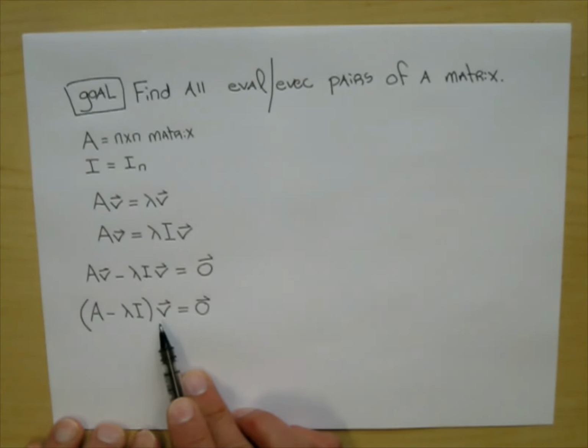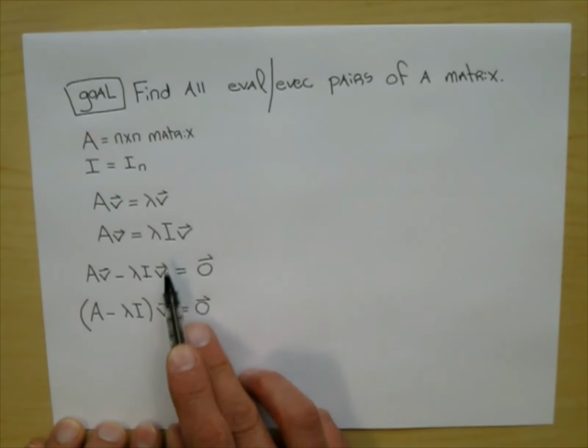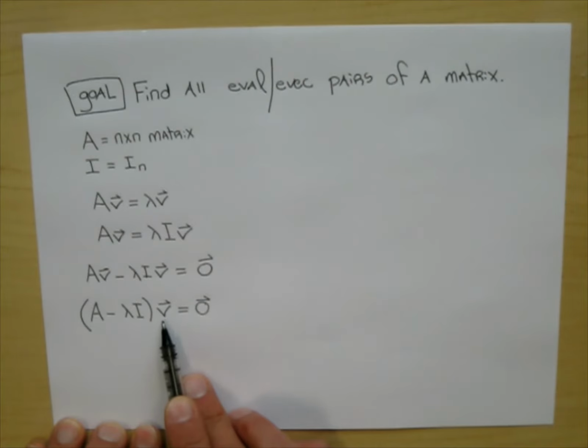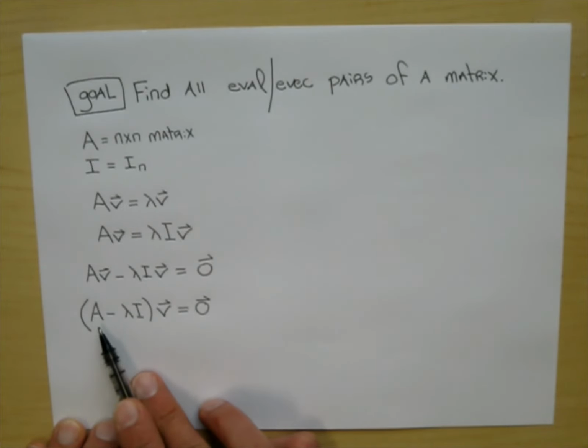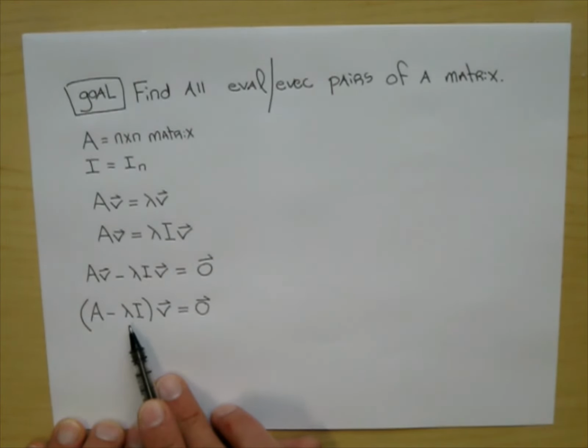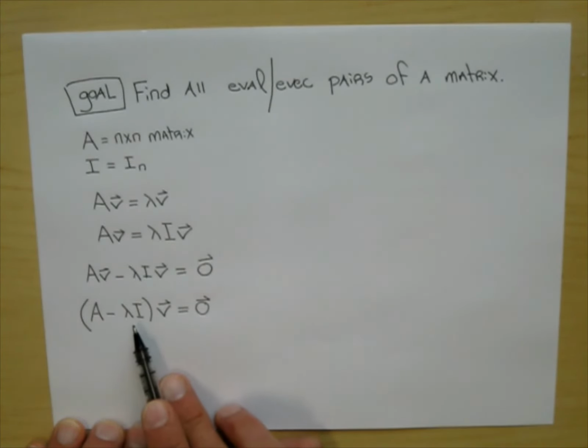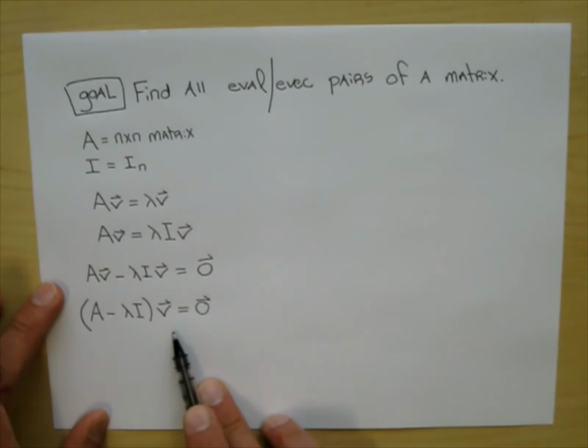And now you can see why I decided to put that I in there, because if it wasn't in there, we wouldn't be able to factor that V out because it would be a matrix minus a scalar, and that's undefined. So this is now a matrix minus a matrix. And this matrix here, the identity times lambda is n by n, so this is all cool.